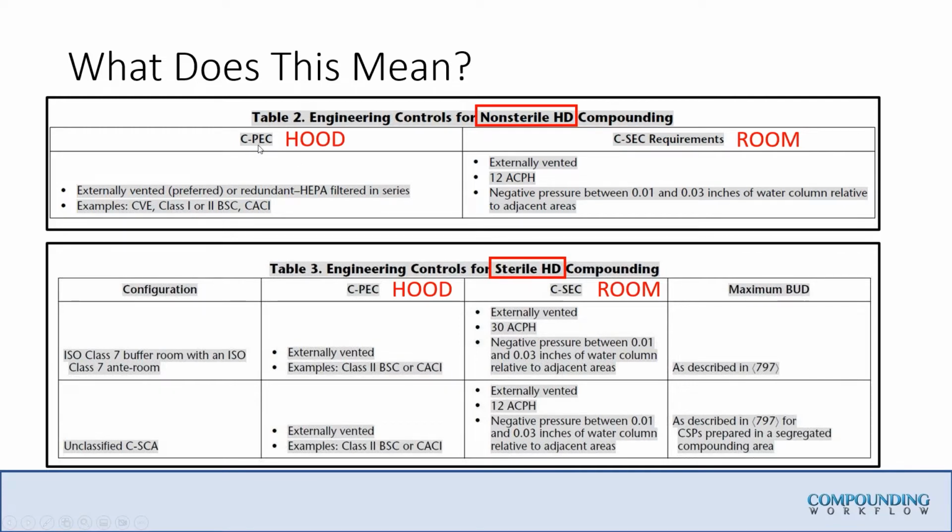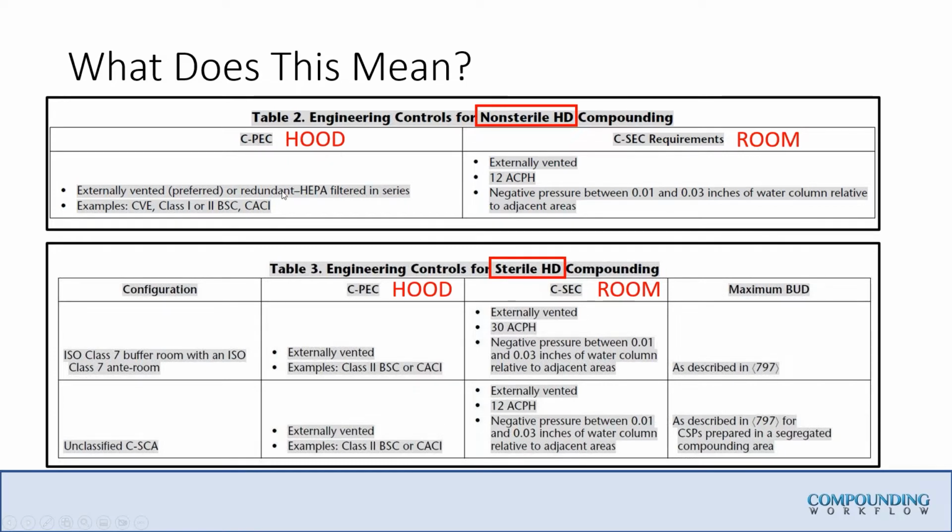Now, the C-PEC is called the Containment Primary Engineering Control. That is just a really fancy name for a hood, right? So we may call this a powder hood. We may call it a CVE, a containment ventilated enclosure. We may call it a lot of different things, but the reality is we're going to call that the hood. And then the C-SEC, the secondary engineering control, is just a really cool name for the room itself. So that room in which we compound. But these are the cool acronyms we get to use.